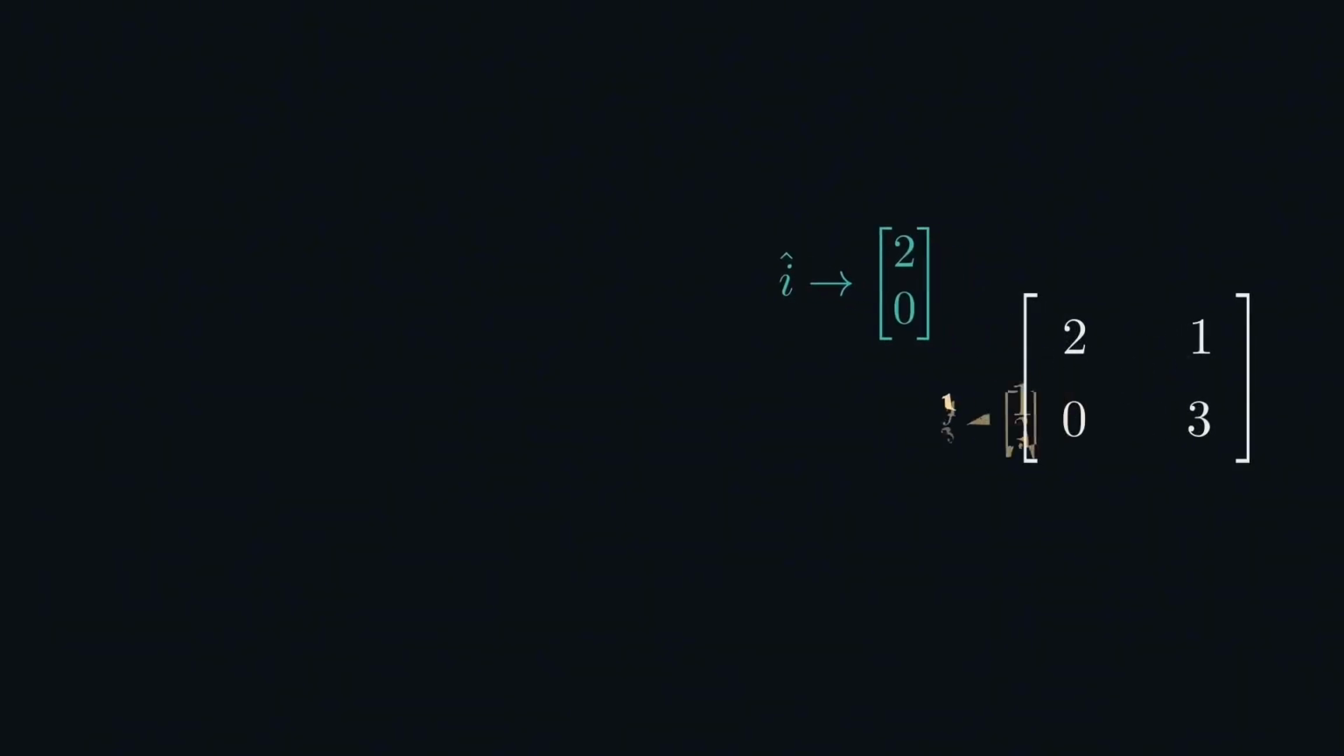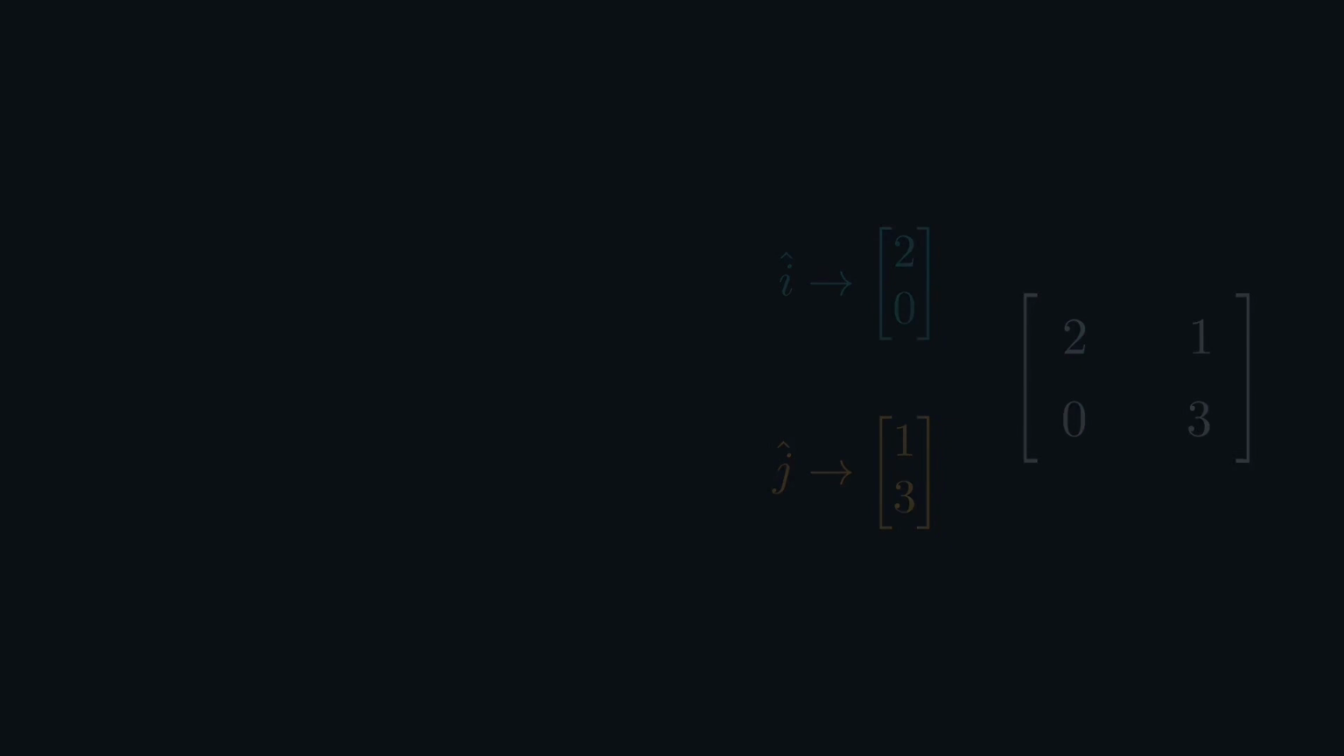Take the following matrix for example. The first column tells us i hat has landed on 2, 0, and the second column tells us that j hat has landed on 1, 3. That's the entire transformation packaged into 4 numbers.